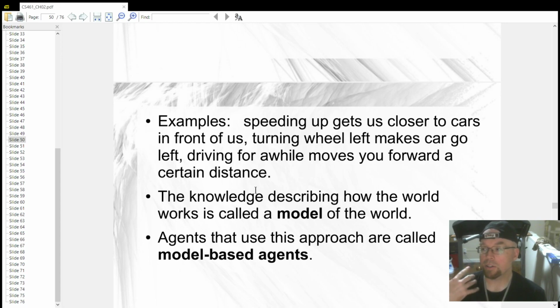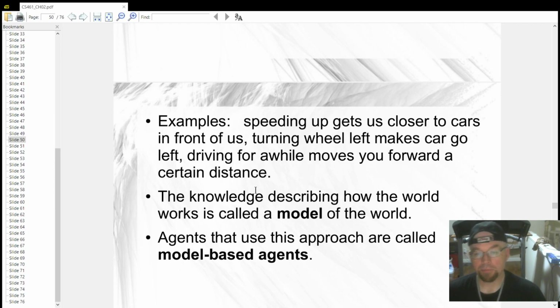If the car is in motion for a certain length of time, then the location of the car changes. You're going to go forward a certain distance. You have to have a little bit of understanding about the physics of the world. That agent has to have some understanding about that. So the knowledge that describes that world, that the agent has to be aware of, is known as a model of the world. What you know about the world to be true. Car can move a certain amount of distance in a certain amount of time. Turning left makes you go left. Turning right makes you go right.